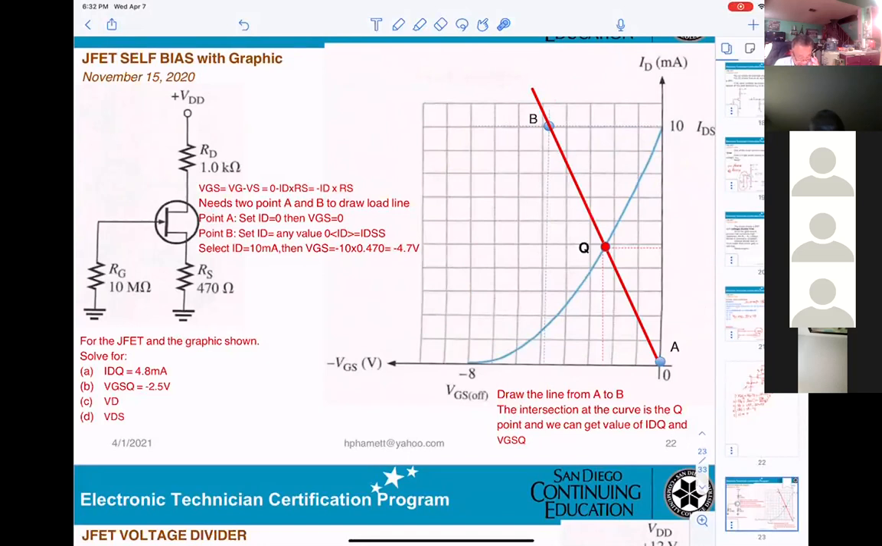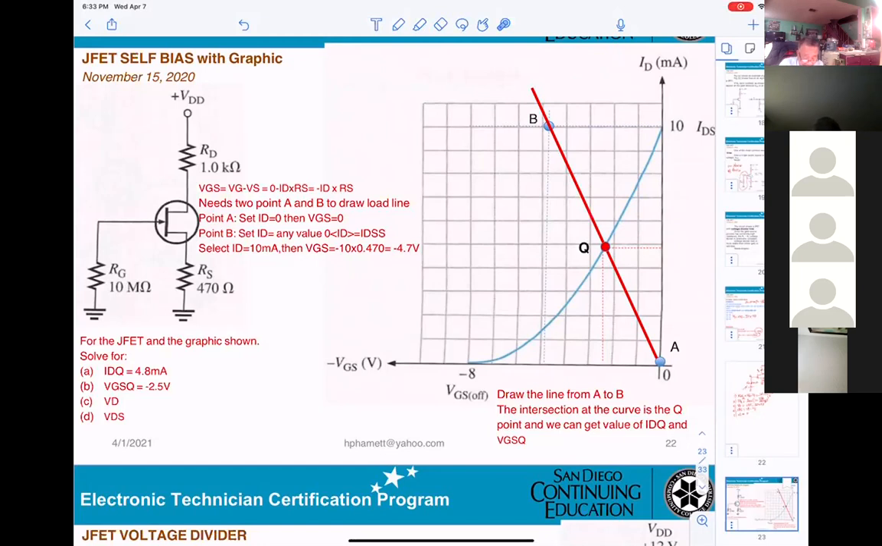And let's see, how can we do it? First thing, this is the line they give you, with the IDSS value and the VGS off. And now you want to find any point on the curve so you can get the ID and also the VGS. So that's the way we can do it.